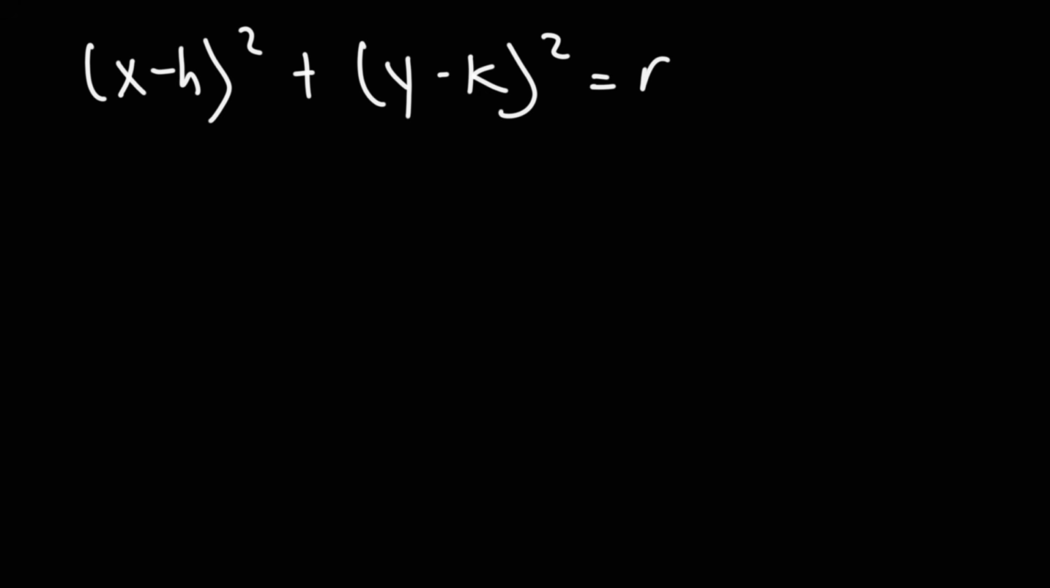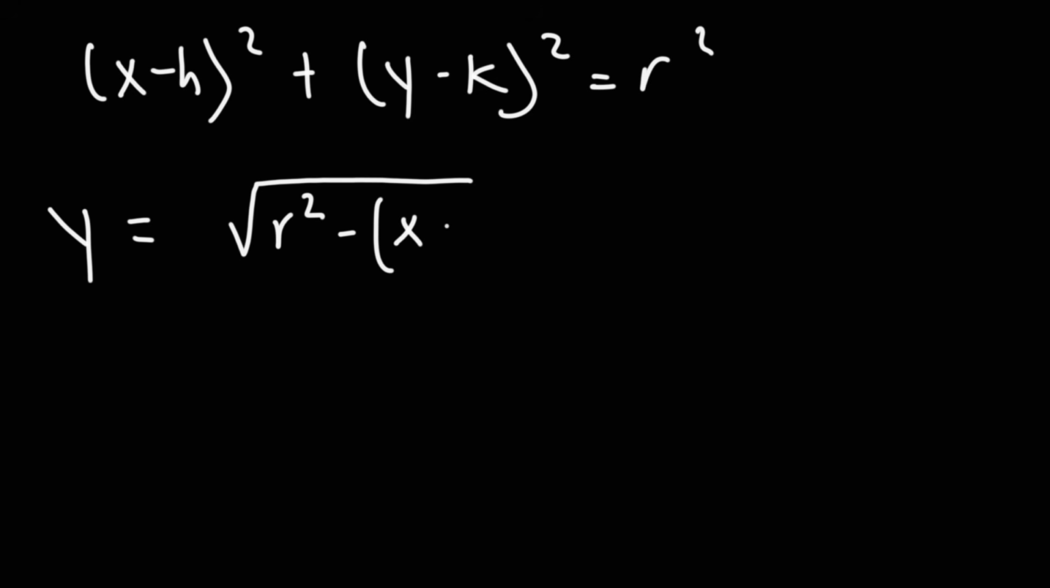Now, from the equation of a circle, you can get the equation of a semicircle. So let's say you were to solve for y. In this equation, solving for y, you'll get this: y is equal to the square root of r squared minus (x minus h) squared, plus k. Now, when you take the square root, you can get the positive answer and you can get the negative answer.